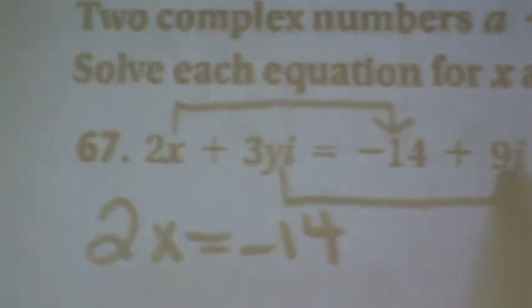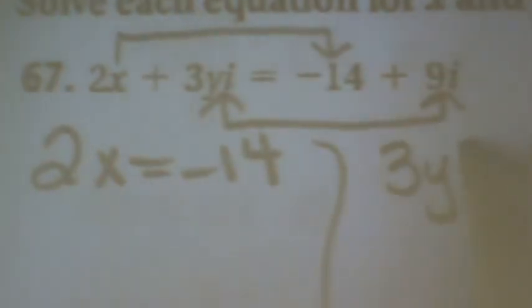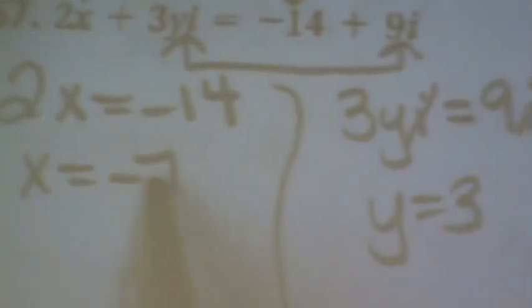For 67, it says for two complex numbers to be equal, the real parts must be equal. So these are your real parts. So 2x equals negative 14, and the imaginary parts must be equal to each other. So you have two equations. You've got 3yi equals 9i. To solve for x, divide by 2 and you get negative 7. And to solve for y, these i's cancel, divide by 3, y is 3. So for these two complex numbers to be equal, x would have to be negative 7 and y would have to be 3.